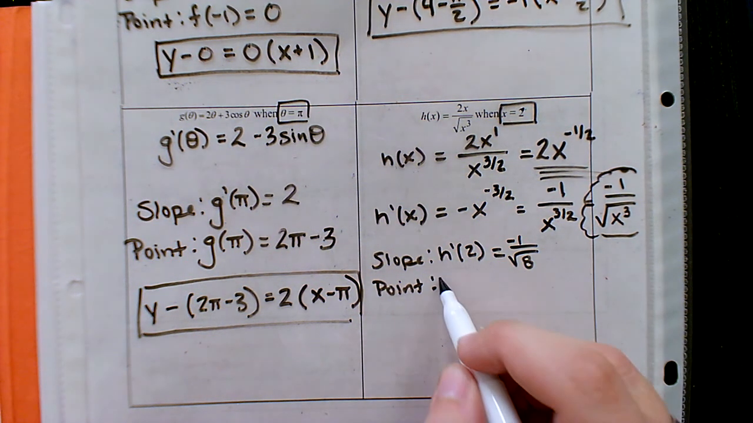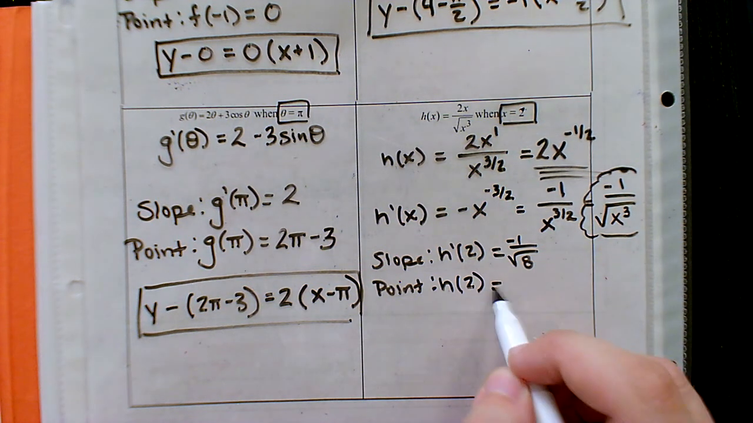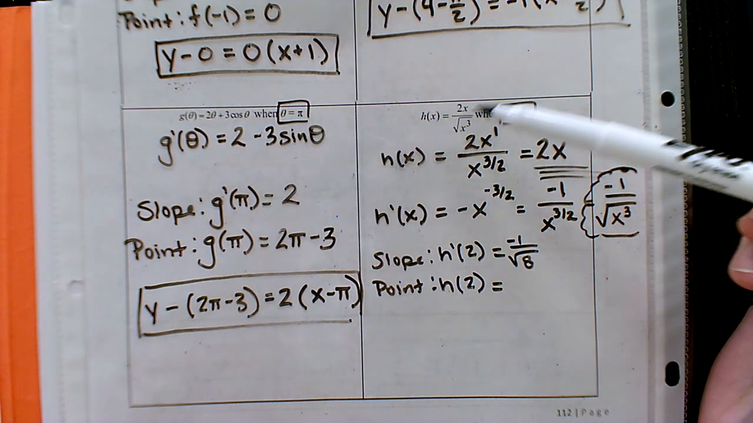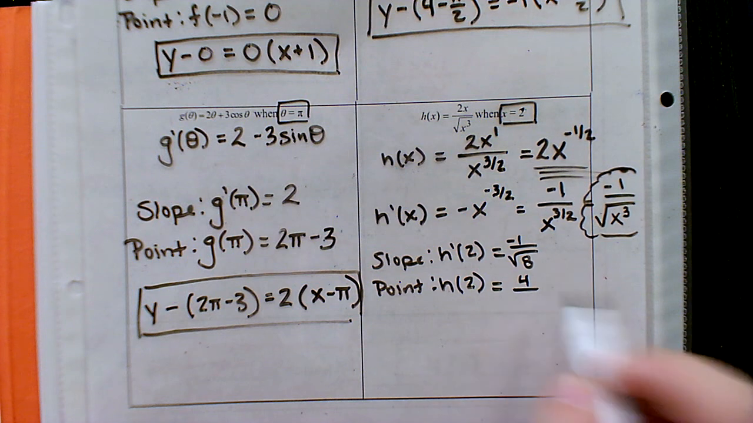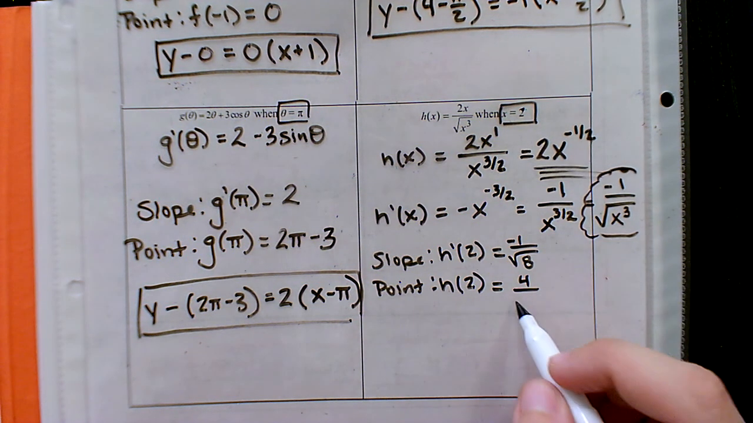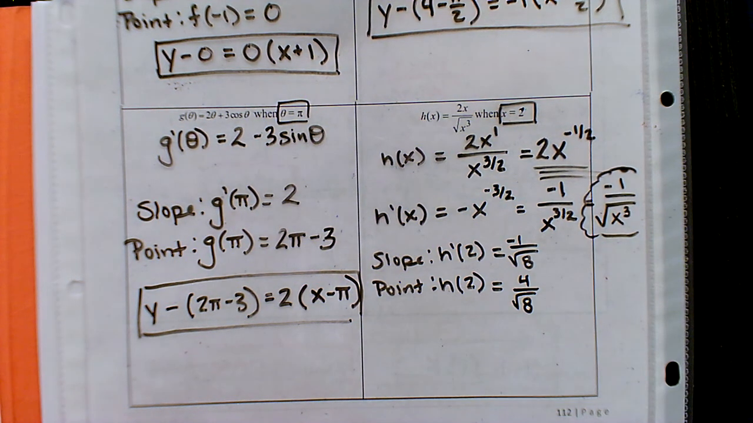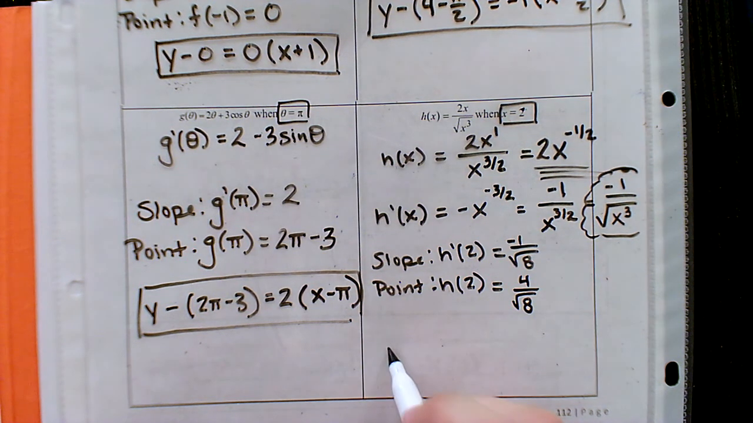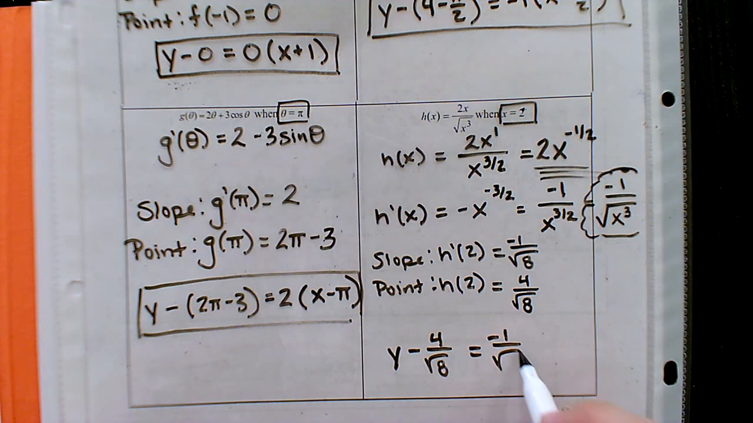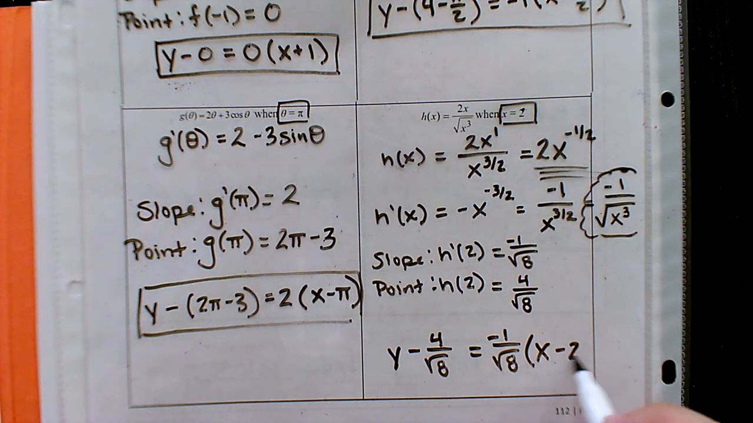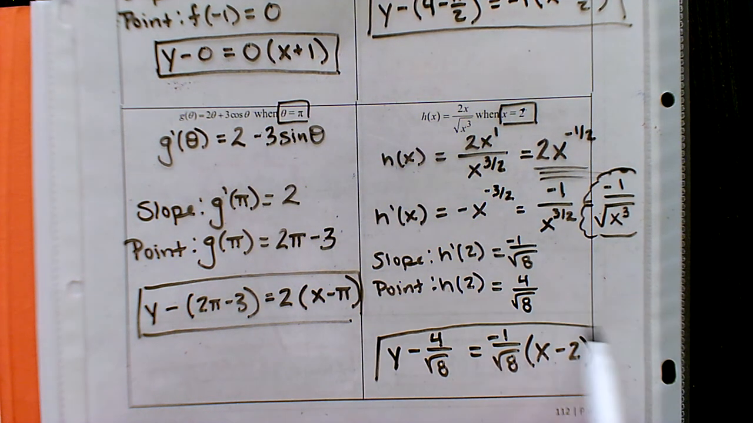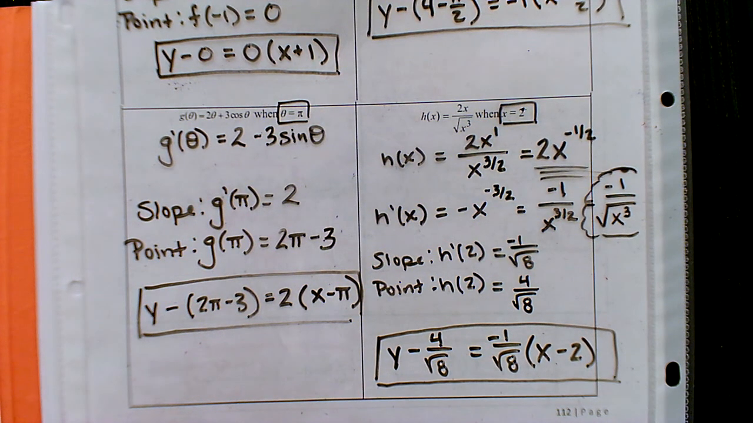If we were to plug 2 into the original, we would have 4 up top and then another square root of 8 on the bottom. You can leave it like that. Technically, it would simplify a little further if you wanted to rationalize it, but you could leave it. So now that we have the point and the slope, we'll write our equation. Y minus the point equals our slope times x minus the tangent location, aka our x value.